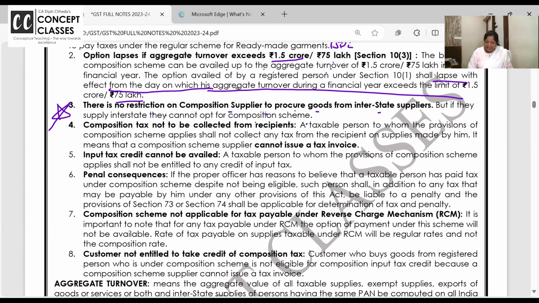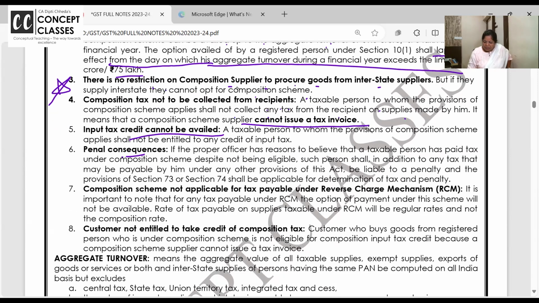Composition tax not to be collected from recipient. A taxable person to whom the provision of composition applies shall not collect any tax from the recipient. So many retailers who go for composition, whatever is their turnover, on that they pay the tax. But they are not collecting it from the customer or the next one. Why are they not? Because they cannot issue tax invoice. Input tax credit cannot be availed.